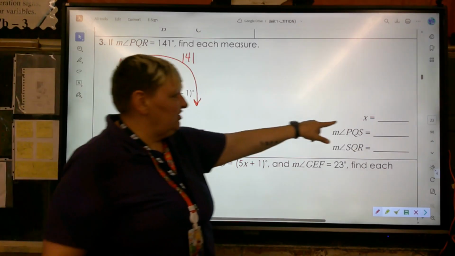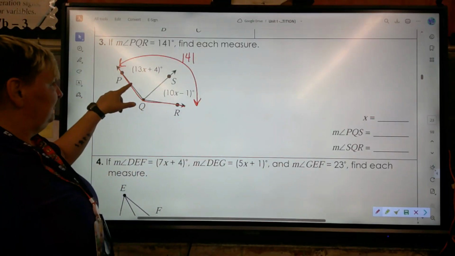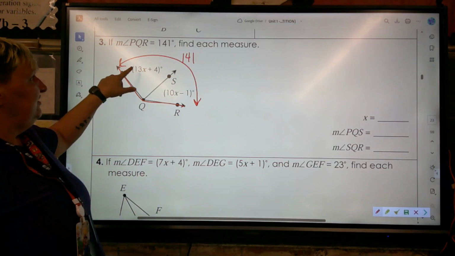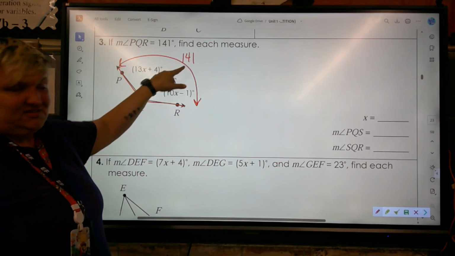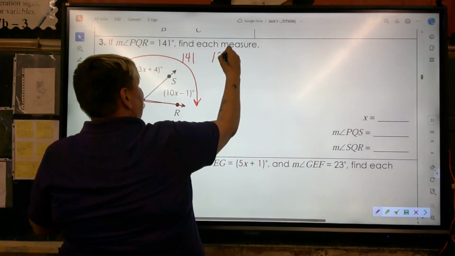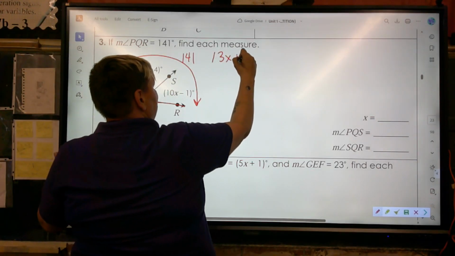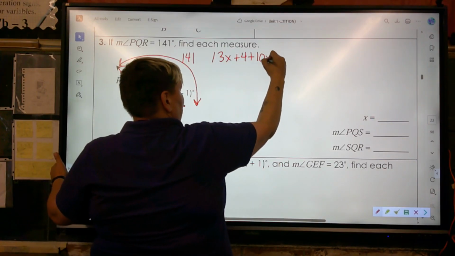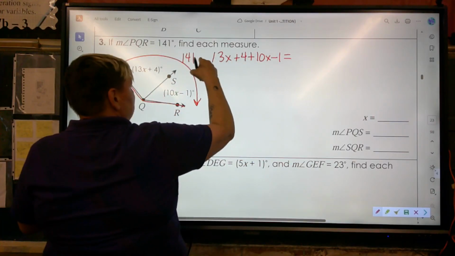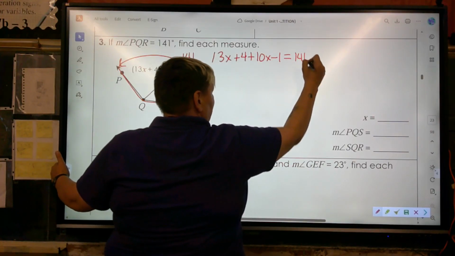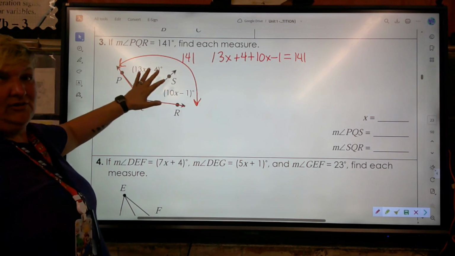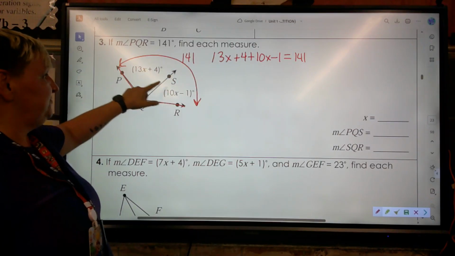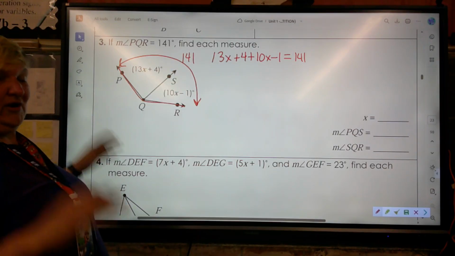All you have to do is solve for x, isolate the x, right? Create your equation, which is this plus this equals this. So just write that. Write exactly that. 13x plus 4 plus 10x minus 1 equals 141. This is why we label our angles, because it makes creating the equation super easy. This plus this equals this, no matter what it is.